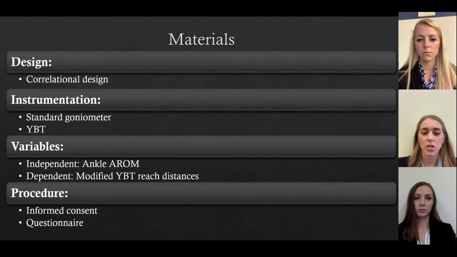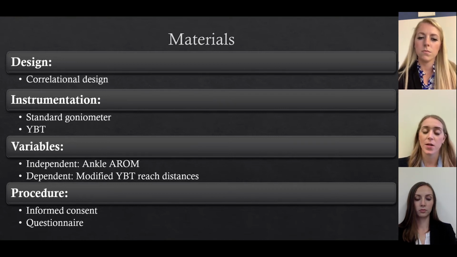Our study followed a correlational design with researchers blinded to intake questionnaire information as well as to range of motion assessments prior to Y balance testing. We used a standard goniometer and a standard Y balance test to carry out this research. Our independent variable was active ankle range of motion in the directions of dorsiflexion, plantar flexion, inversion, and eversion. Our dependent variable was reach distances on a modified Y balance test.